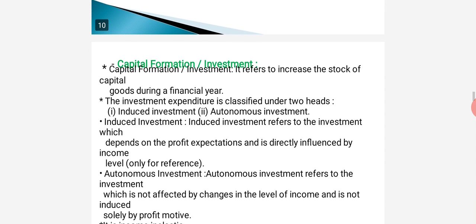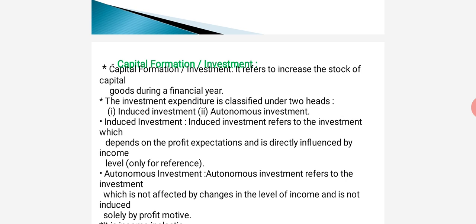Now capital formation is also known as investment. So what is investment? The meaning is simple. It refers to the increase in the stock of capital goods during a financial year. Children, in our economics we have two types of investment. The first one is induced investment and the second one is autonomous investment.